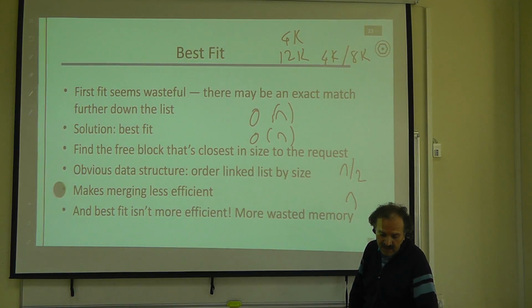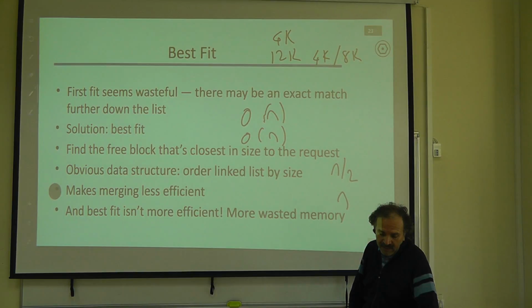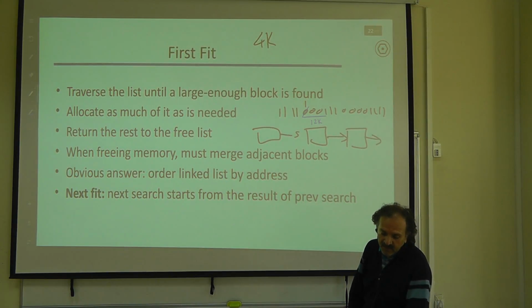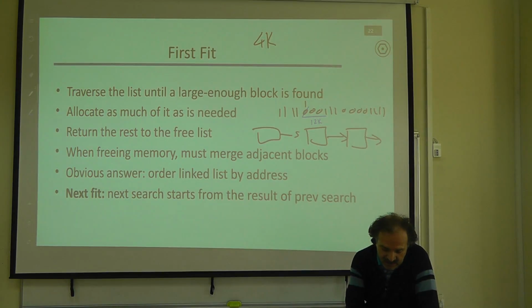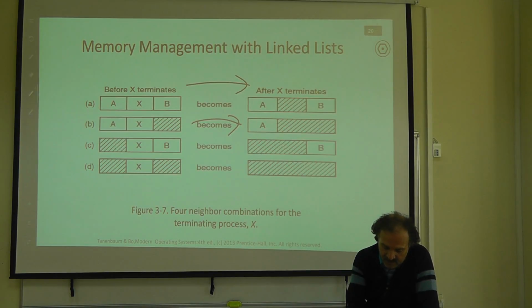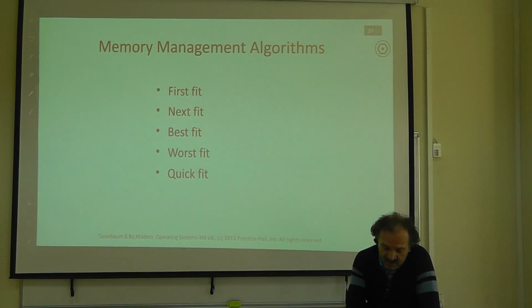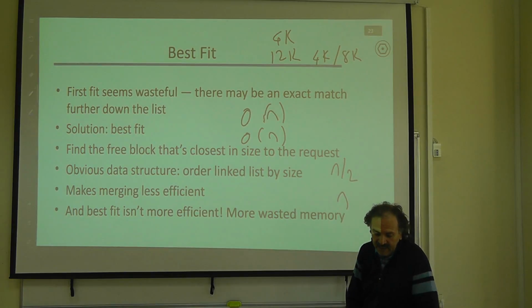But if I order my linked list by size, then it makes the merging less efficient. Why? If I order my linked list by address, merging is very efficient because if I am terminating this process, I know the neighbors. I can merge these two, if I do it by the address. But if I order them by the size, merging becomes less efficient. Why?